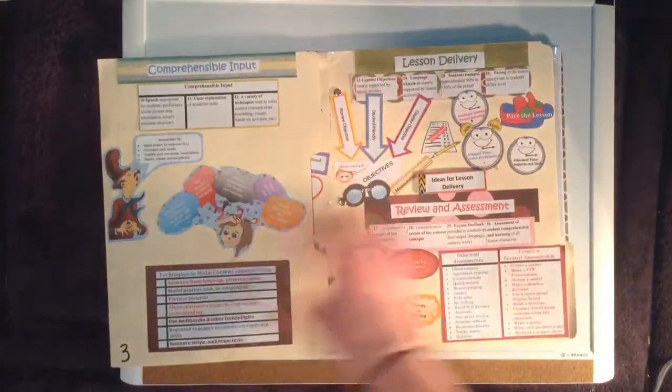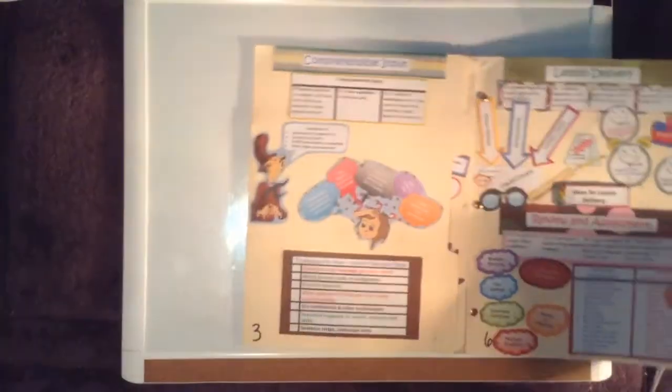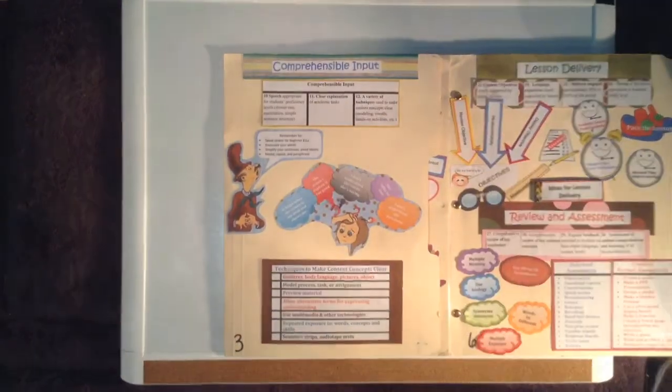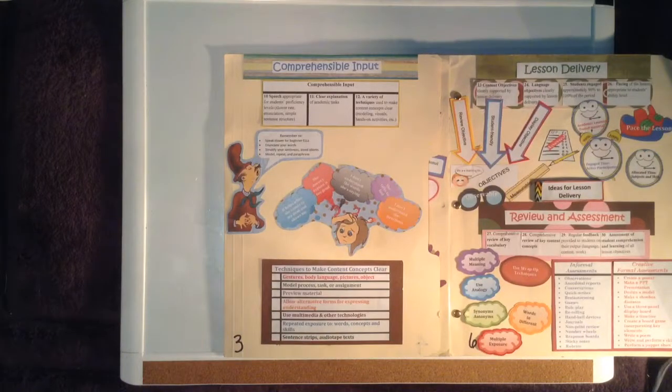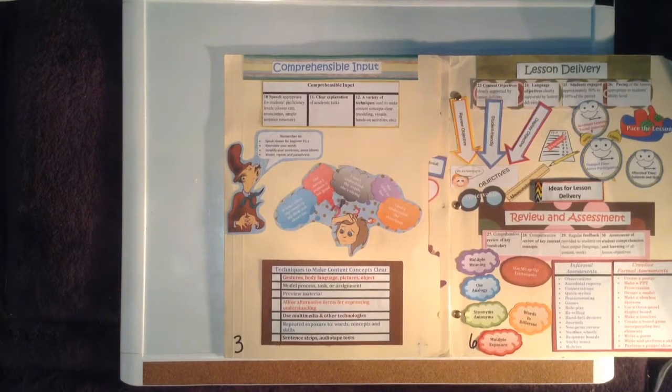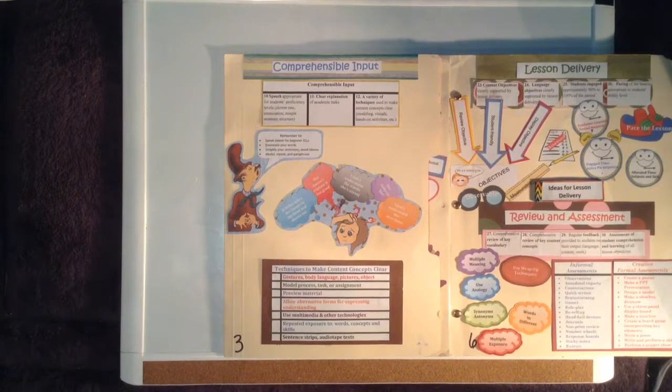So over here on page 3, you will notice comprehensible input. Speech appropriate for students' proficiency levels. So you should speak at a slower rate, enunciate properly, and speak using simple sentence structures. You should always have clear explanations of academic tasks. Because they're ELLs, a lot of times you need to be specific. You need to remember to enunciate and simplify your speech because they're learning a second language.